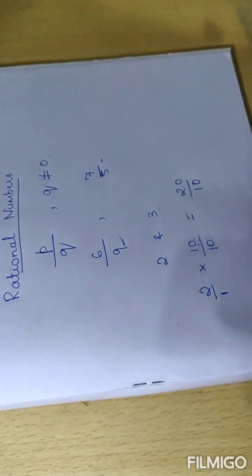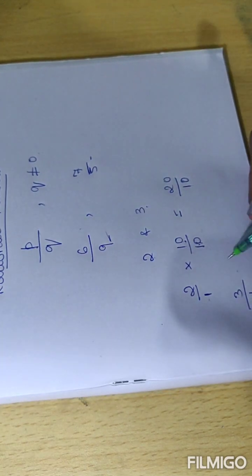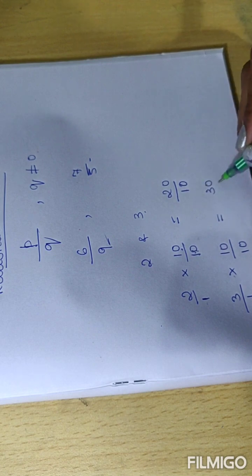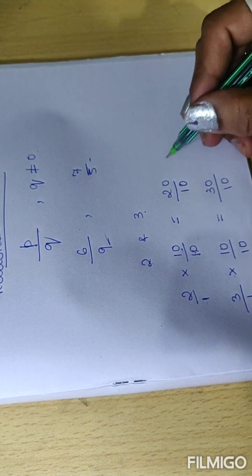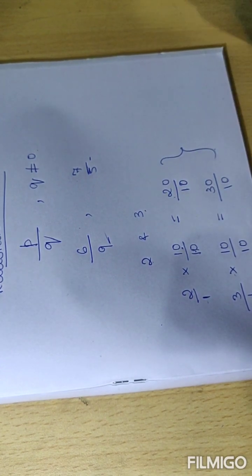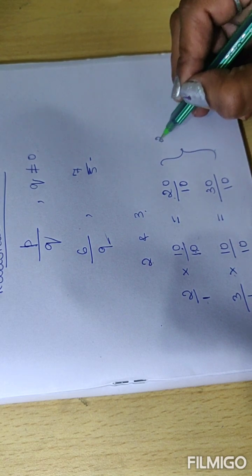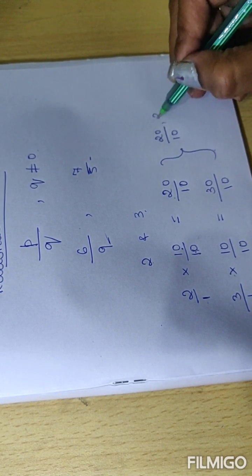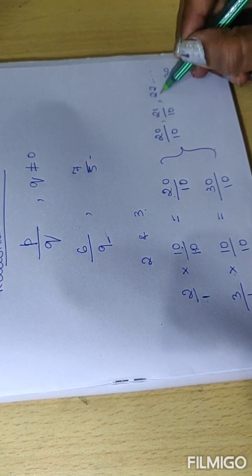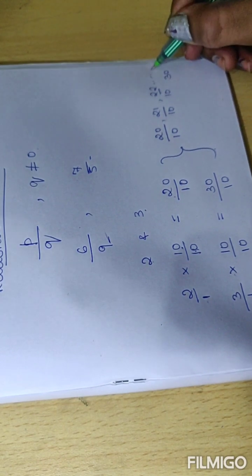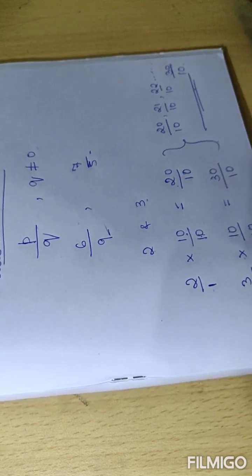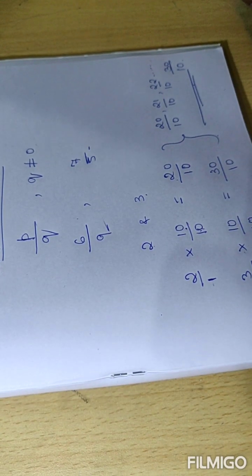In case of 3, the denominator is 1. Here also we are going to multiply with 10. So the answer will be 30 by 10. So between these two we are going to find the rational numbers. How? From 20 to 30. So after 20 what do we have? 21, 22 and so on till 30 by 10. That is 21 by 10, 22 by 10, 23 by 10, 24 by 10 and so on till 30 by 10. That's how we find the rational numbers between two numbers.